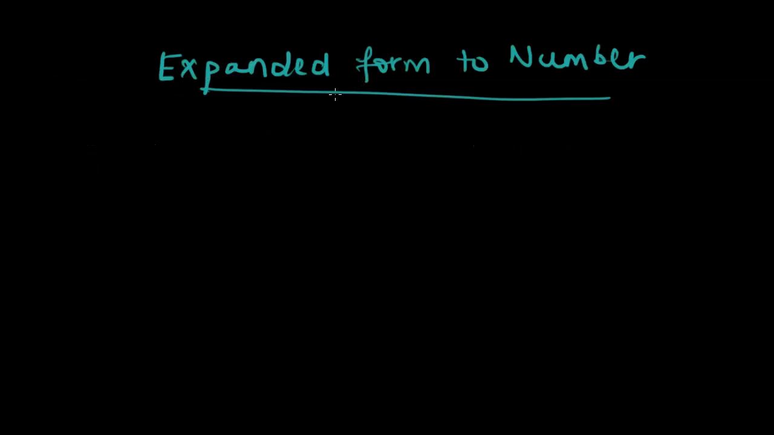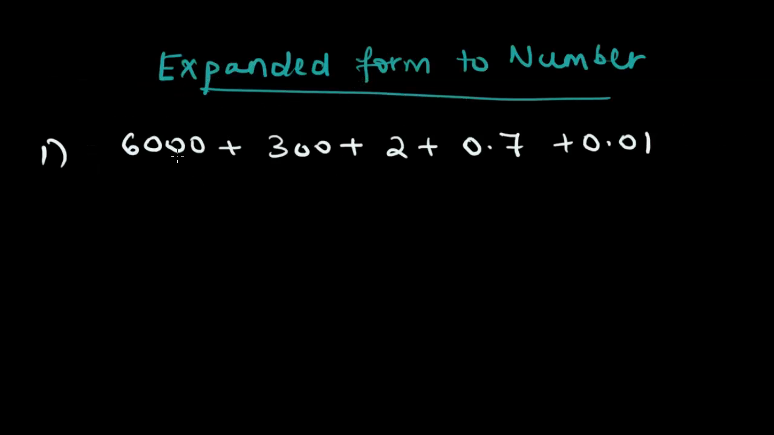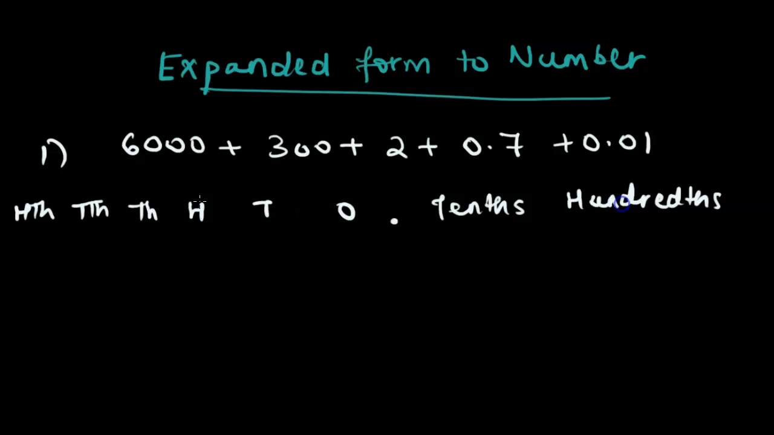Let's learn how to do expanded form to number form. Let's say we have been given 6,000 plus 300 plus 2 plus 0.7 plus 0.01, and we have to write this expanded form in number form. We first have to put the place values. We put decimal, ones, tens, hundreds, thousands, 10,000s, 100,000s. After decimal, we have tenths place, we have hundredths place. Now, the numbers with zeros will go before the decimal. The numbers with decimals will go after the decimal.